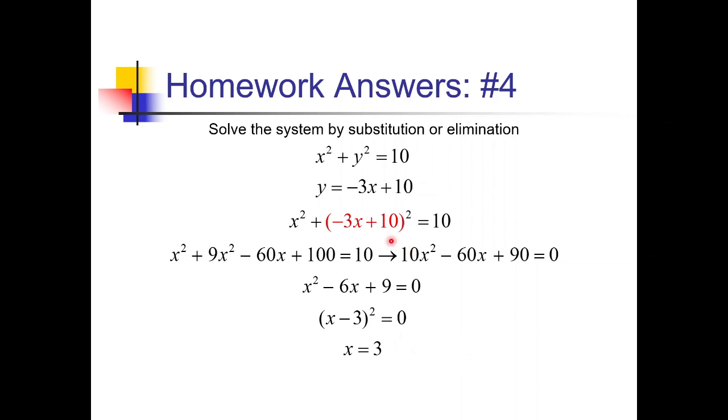And then I'm just going to plug that back into this y equals negative 3x plus 10 equation. That one's a little bit easier to work with. So this is going to be negative 9 plus 10, or 1. So then 3 comma 1 is our final answer on this one.